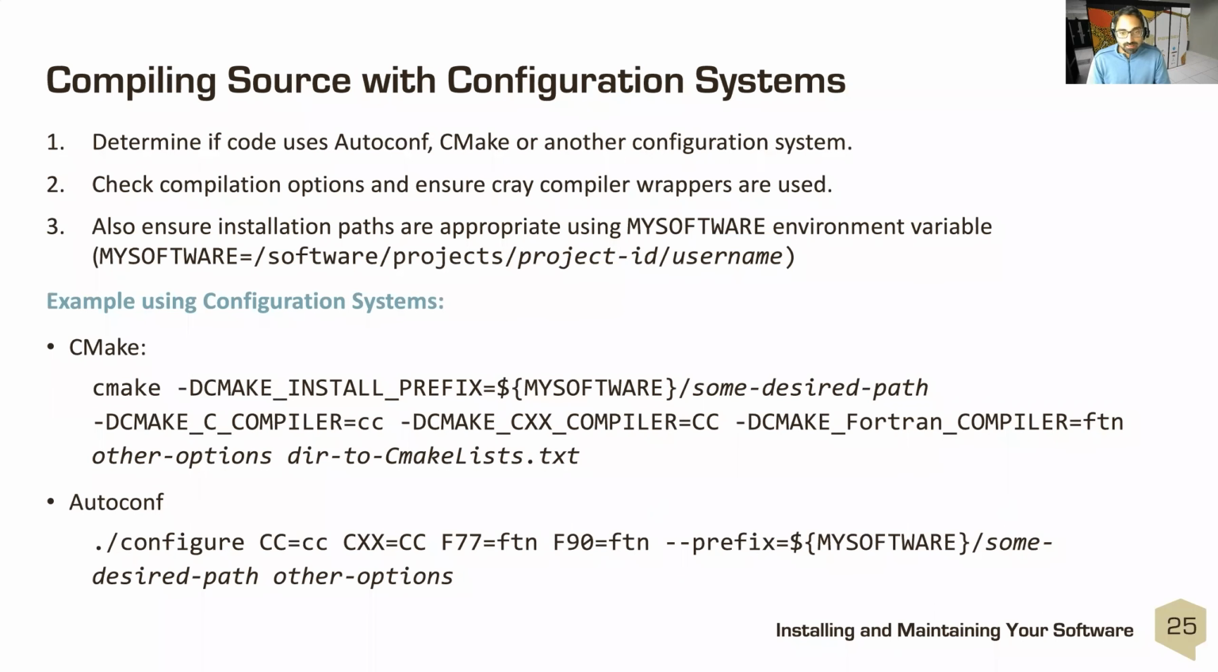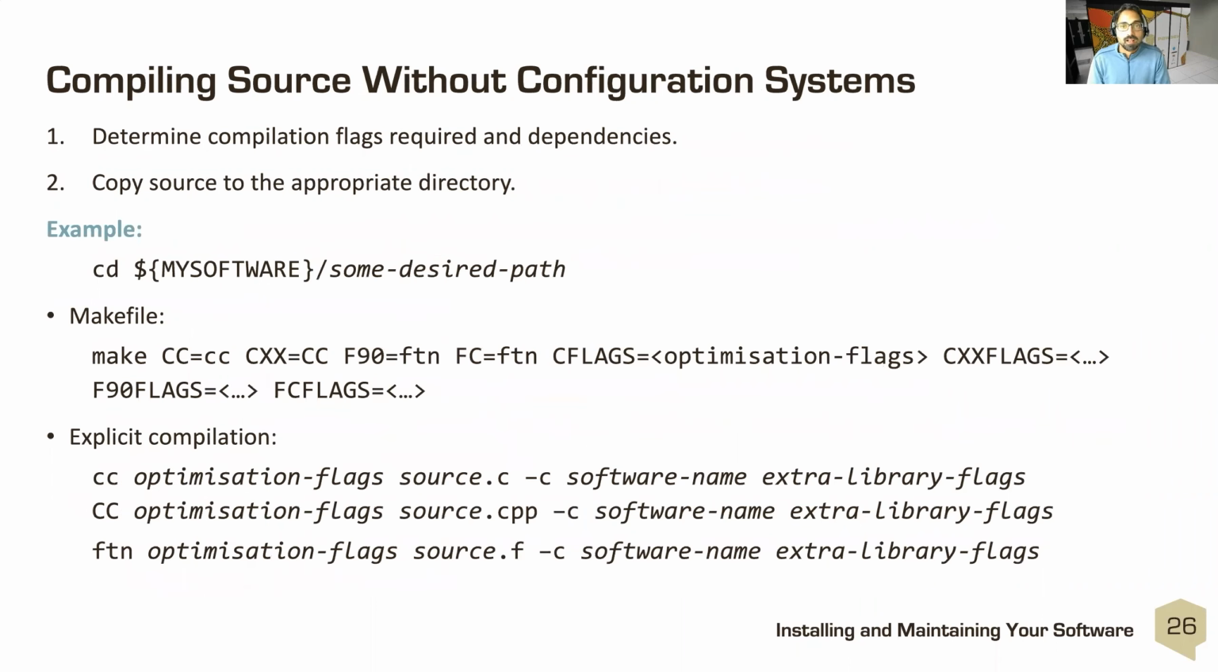So use cc, capital CC, and ftn for C, C++, and Fortran. And the same thing goes for configure. Make sure you use these compiler wrappers to start building. If you didn't have a configuration system, so let's say you have either some simple rudimentary makefiles, or even a complex one, or explicit compilation, again, just make sure that you use these compiler wrappers: cc, CC, and ftn.